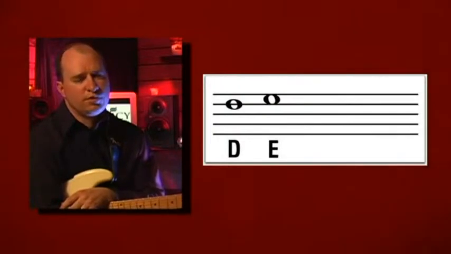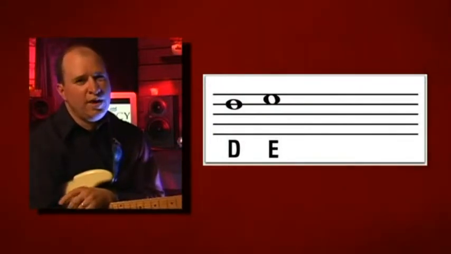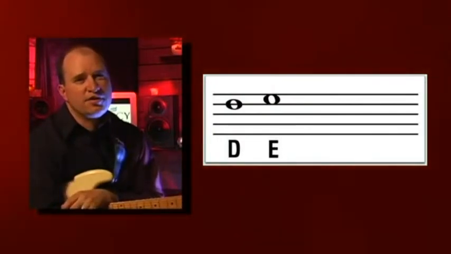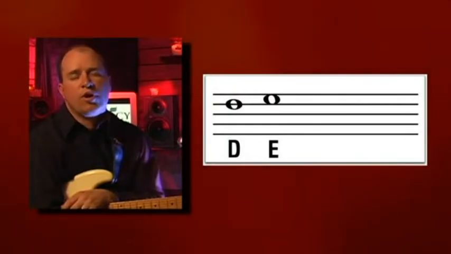Let's count up. Let's go up first. So let's start. Here's a D, 4th line. And then let's go up 1. What would this one be? Well, that would be an E. That's that top space. If we go up 1 more, we're on that top line. That would be an F.